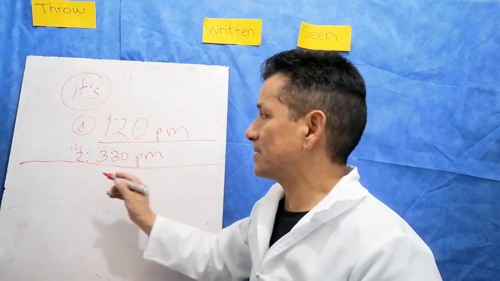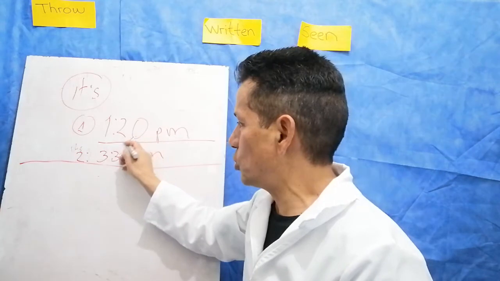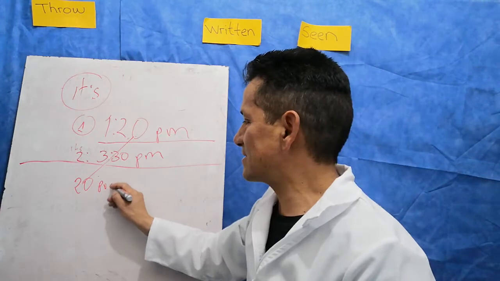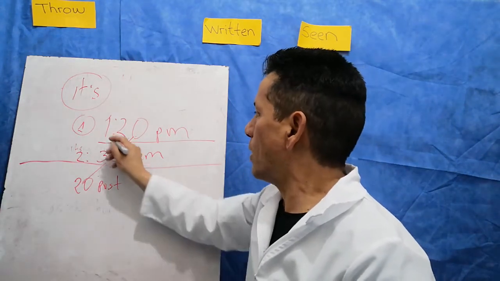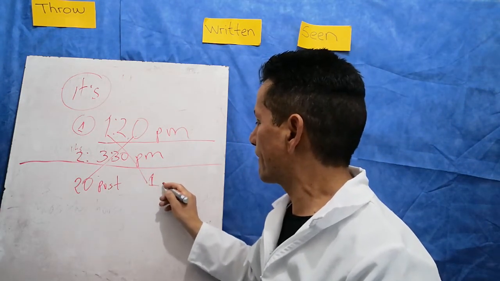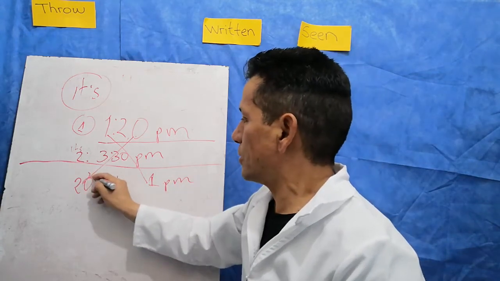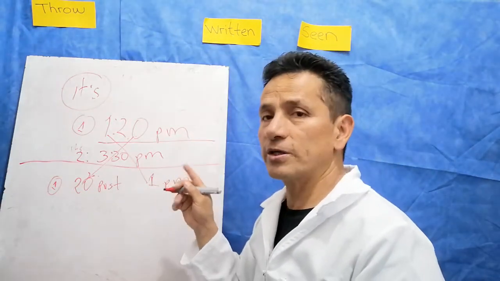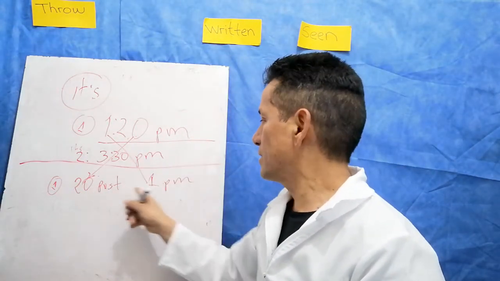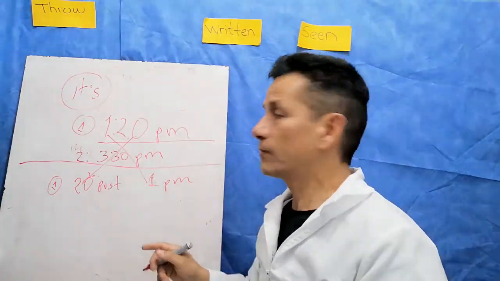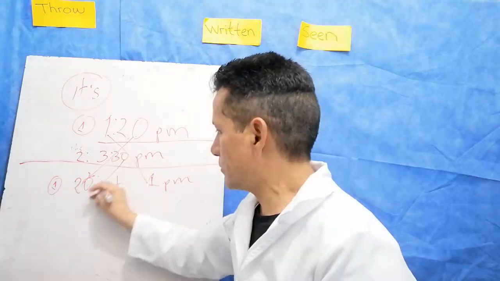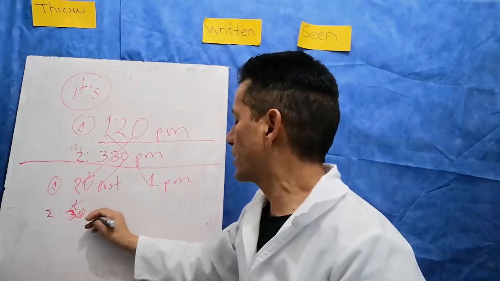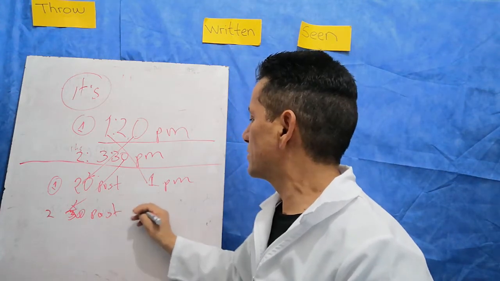Existe otra que es lo opuesto, entonces primero decimos los minutos, entonces decimos 20 past 1. So there is another option. Hay otra opción. La segunda opción es, ¿qué hora son? What time is it? 20 past 1. Or we can say here, what time is it? It's 30 past 3.